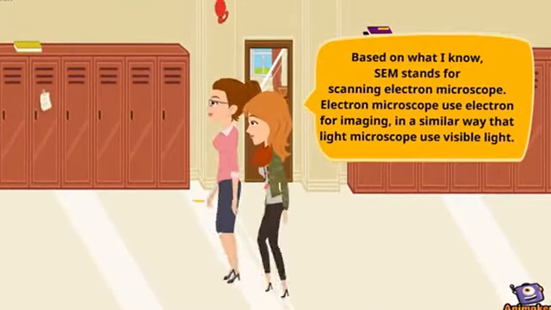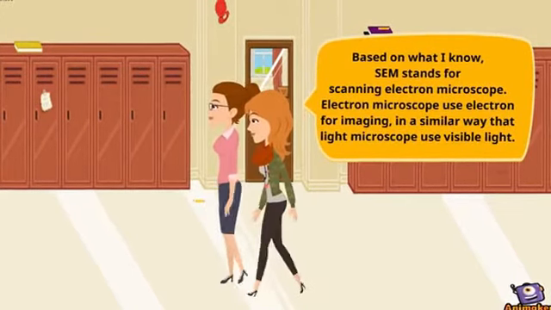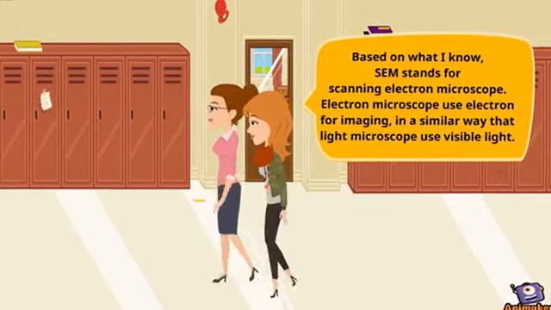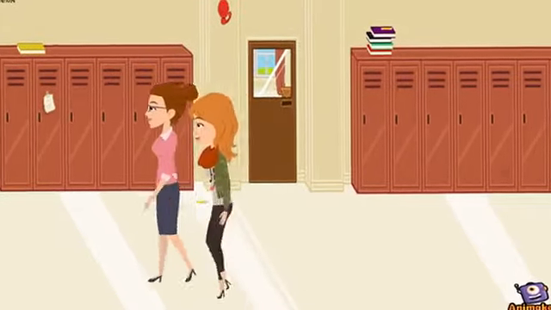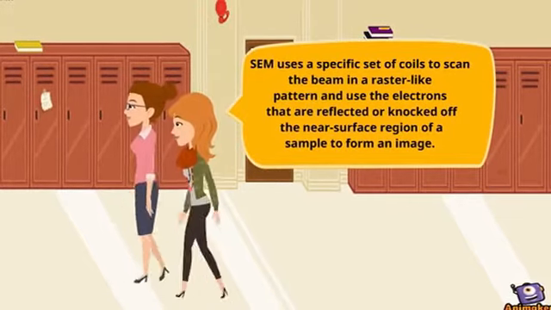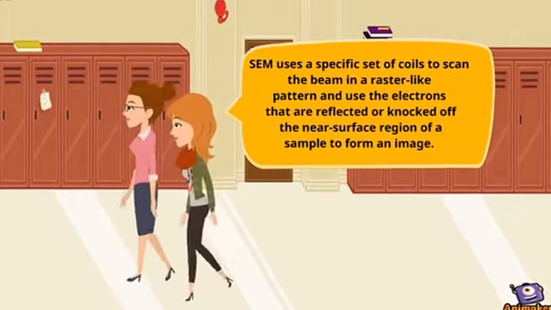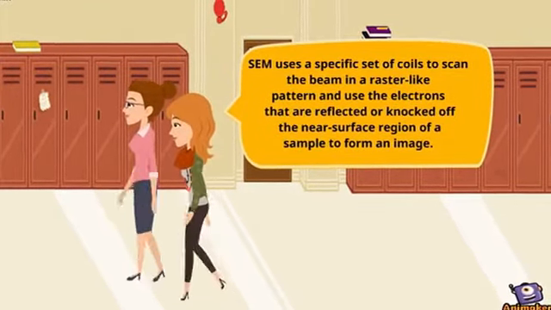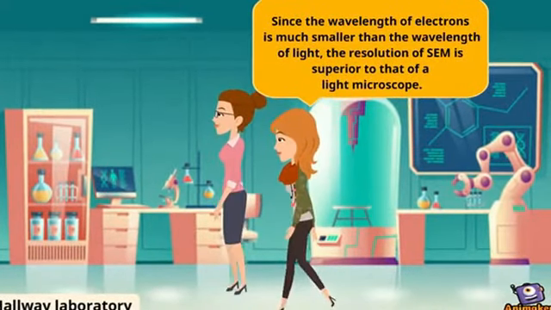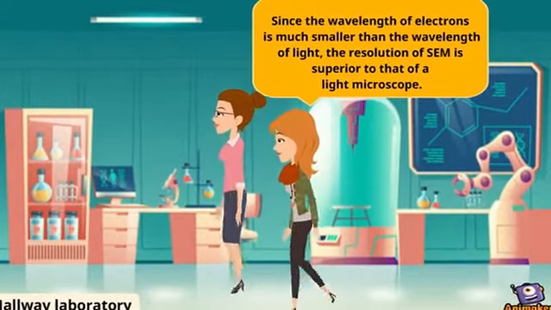Based on what I know, SEM stands for Scanning Electron Microscope. An electron microscope uses electrons for imaging in a similar way that a light microscope uses visible light. SEM uses a specific set of coils to scan the beam in a raster pattern and uses the electrons that are reflected or knocked off the near surface region of a sample to form an image. Since the wavelength of electrons is much smaller than the wavelength of light, the resolution of SEM is superior to that of a light microscope.